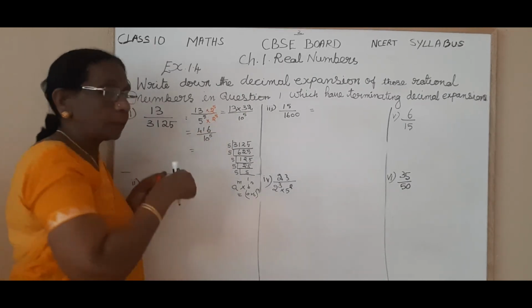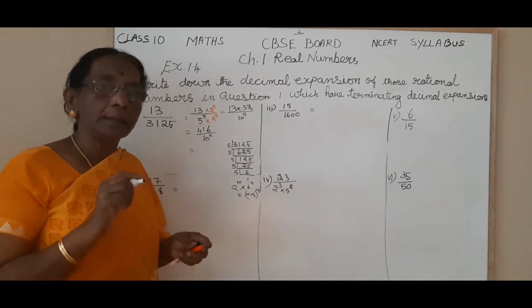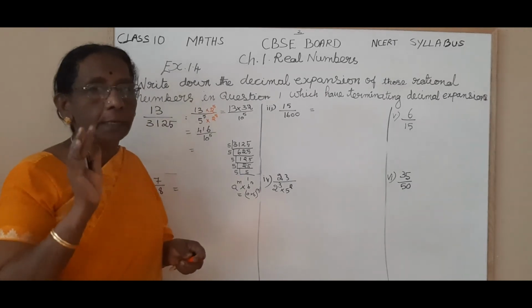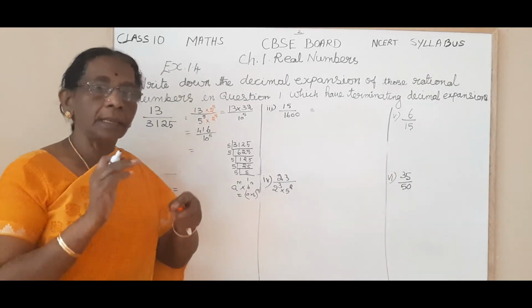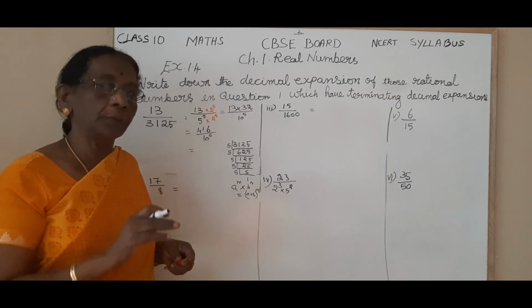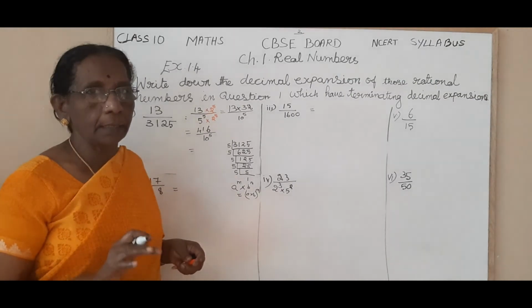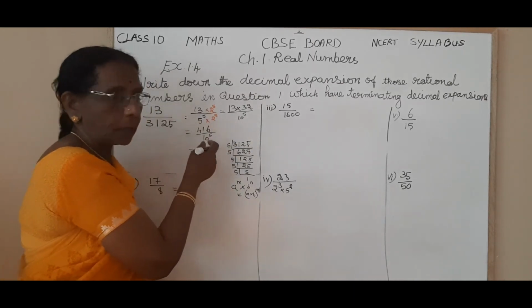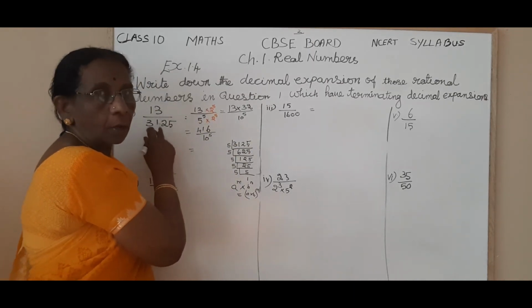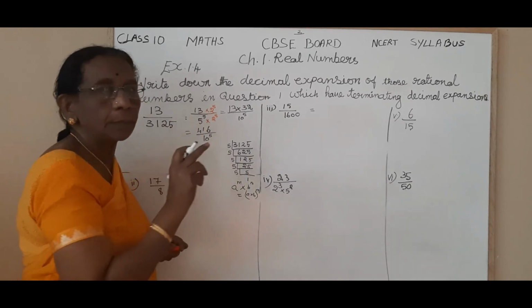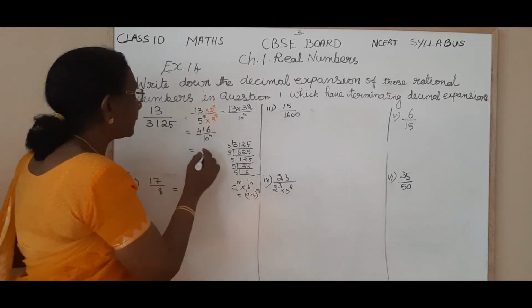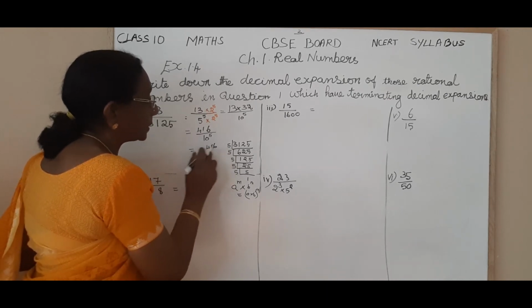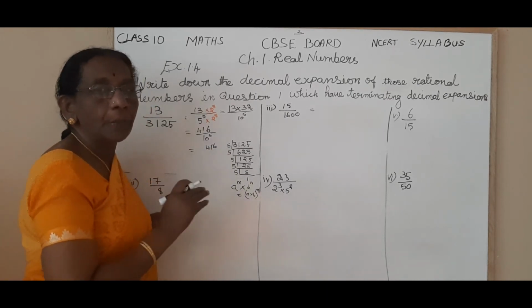Now, if the denominator is 10, the rational number should have only one decimal place. If the denominator is 10 squared, the rational number should have 2 decimal places, isn't it? Here the power is 5. So the decimal expansion of this rational number should have 5 decimal places. But here we have only 3: 4, 1, 6, only 3. So you have to make it 5.